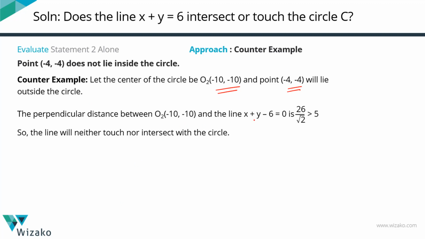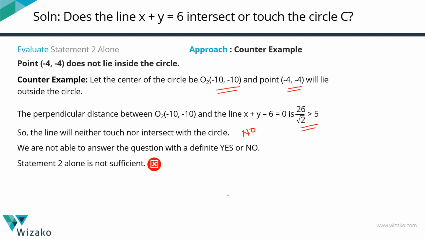For -10, -10 and this line, the shortest distance, which is the perpendicular distance, works out to a value greater than 5. The shortest distance itself is greater than 5. There is no point on this line which can lie inside the circle. The answer then would be a no. Got a yes sometimes, a no sometimes, which means statement 2 alone is not sufficient.